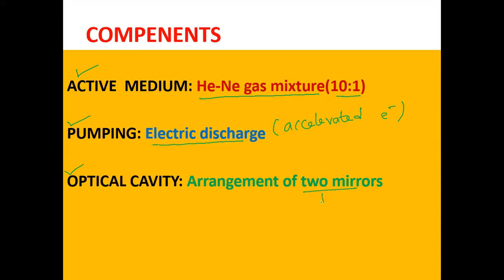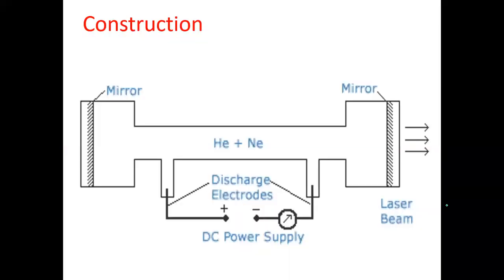One is a completely reflecting mirror, 100% reflecting mirror. Another one is a partially reflecting mirror. This is the construction diagram of the helium and neon gas laser.